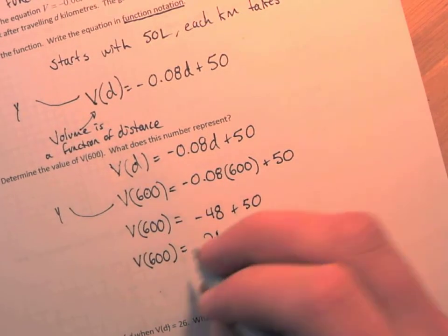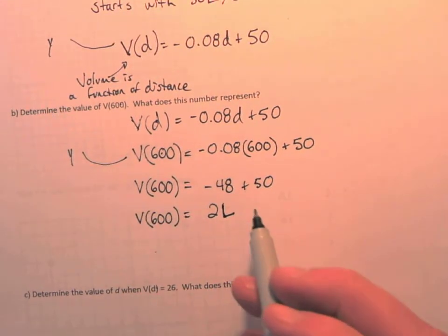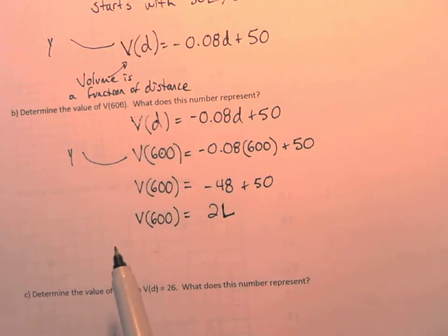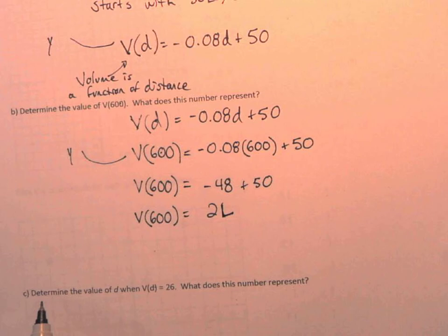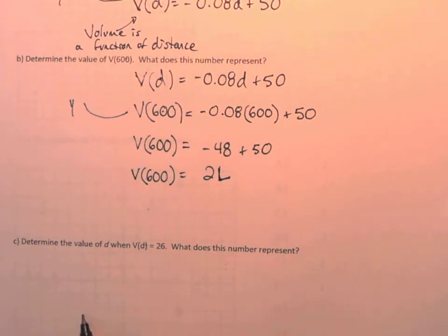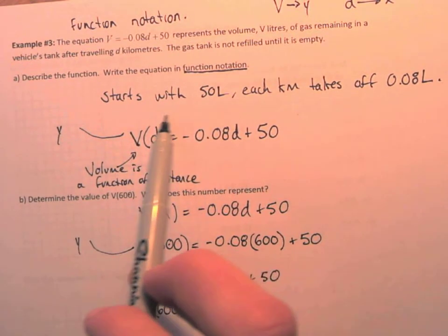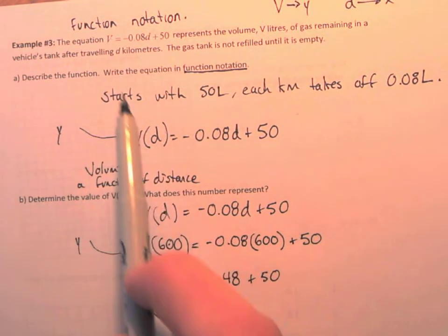2 liters remaining of your car, or of the vehicle. Okay, determine the value of d when the volume with d is 26. What does this number represent? Always in these questions you want to go back to your main equation or your function notation equation.